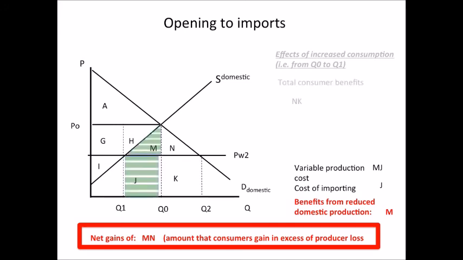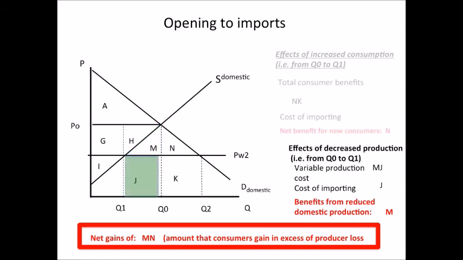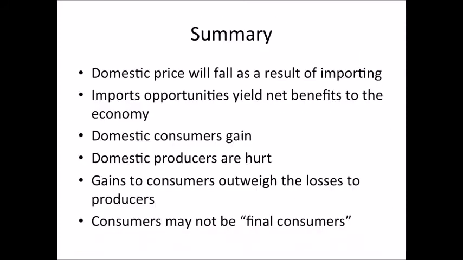The summary of this is very straightforward. If you import the product, domestic prices will fall because of the import competition. And this possibility of importing the product from abroad will end up helping some and hurting others. Consumers gain, domestic producers lose. But the gains to the consumers outweigh the losses to producers.